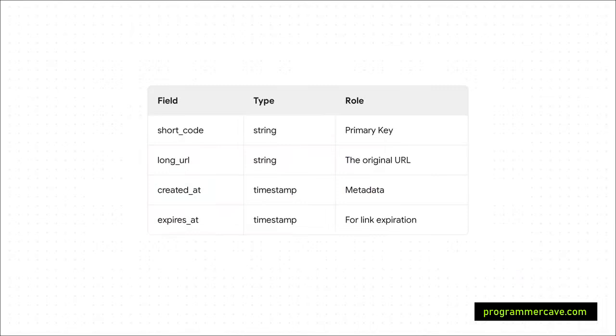And finally, we just have to store that mapping. A NoSQL key-value database is the perfect tool for this job. You can think of it like a giant dictionary. We only ever need to do one thing: look up a value, which is the long URL, by its key, which is our short code. So by making that short_code the primary key, we're telling the database exactly where to look. It's not a search, it's a direct, blazing fast lookup.